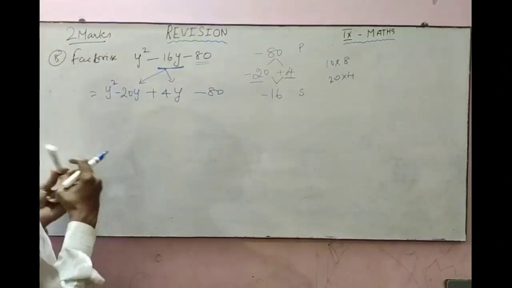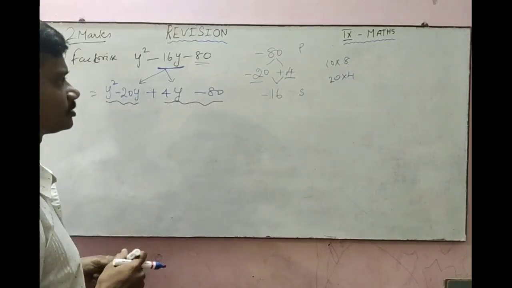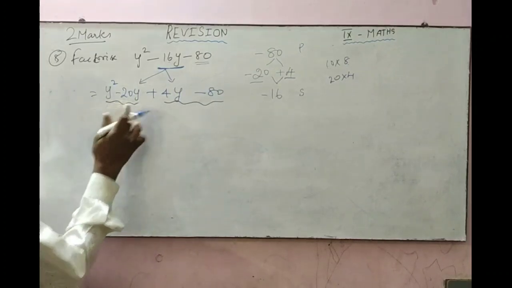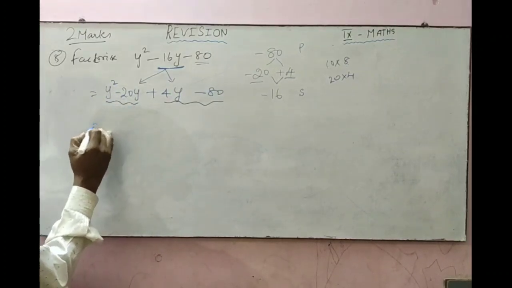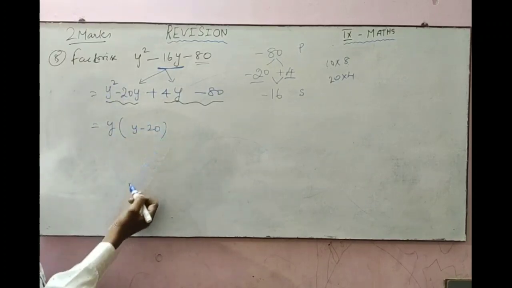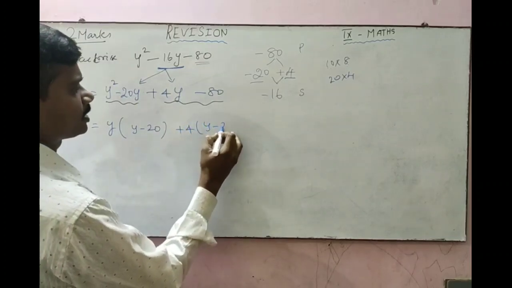Now we have to group it. Grouping two terms and taking common. Y square minus 20y. What is the common term between these two? இந்த ரெண்டுத்துல எது காமனா இருக்கு? Y தான் காமனா இருக்கு. Remaining is y minus 20. In these two terms, plus 4 is the common. You will get y minus 20.